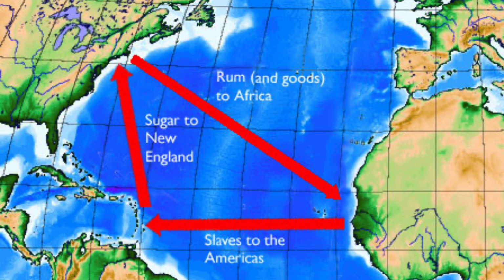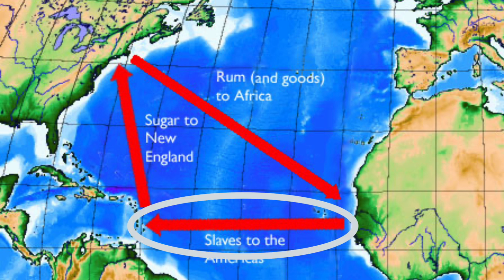So once they had the rum, now we're going to take the rum from the New England region to the west coast of Africa. There it will be traded for African slaves. The African slaves will then be put on board ships where they will be transferred back to the West Indies, the beginning of the triangle. Now, that route between Africa and the West Indies is often called the Middle Passage. And you need to be familiar with this term.